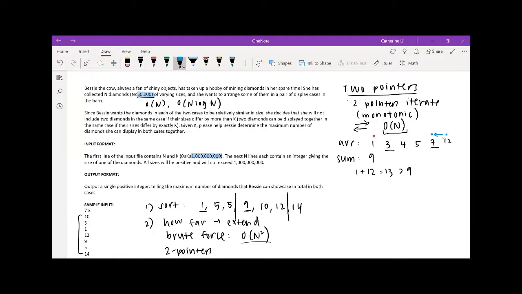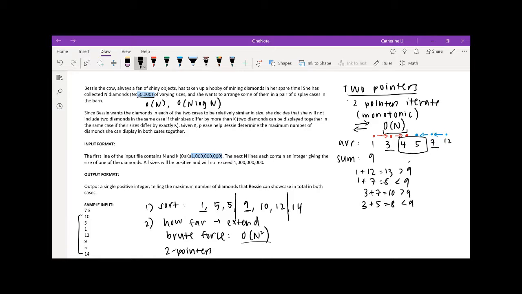Now we can just repeat this. 1 plus 7 is 8, which is less than 9, so we move the red one to the right. Now it's 3 plus 7, which is 10, too big, so we move the blue one. Then finally, 3 plus 5 is 8, which is less than 9, so we increase the sum by moving the red one to the right. And now we have our solution, because 4 plus 5 is 9.